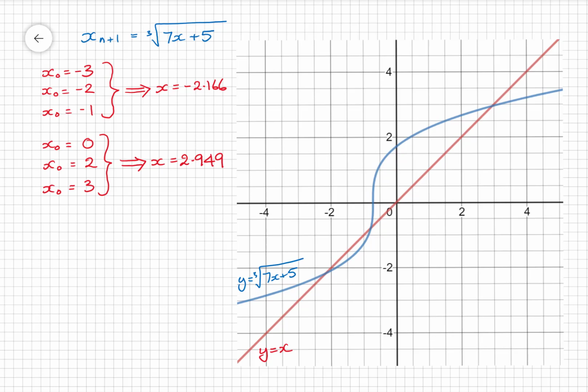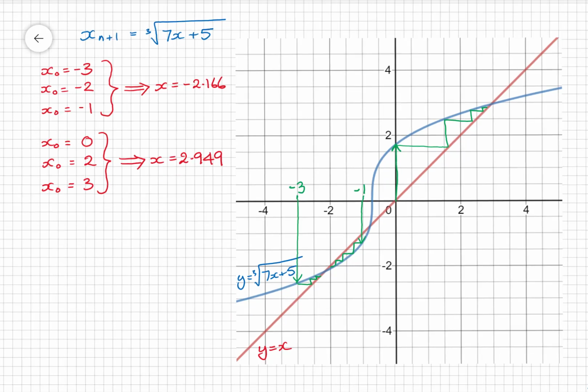When x0 is equal to -3, then the sequence looks a little like that graphically. Similarly, when x0 is equal to -1, we get a staircase diagram that converges on -2.166. But when x0 is equal to 0, the staircase goes up to that higher solution, 2.949.